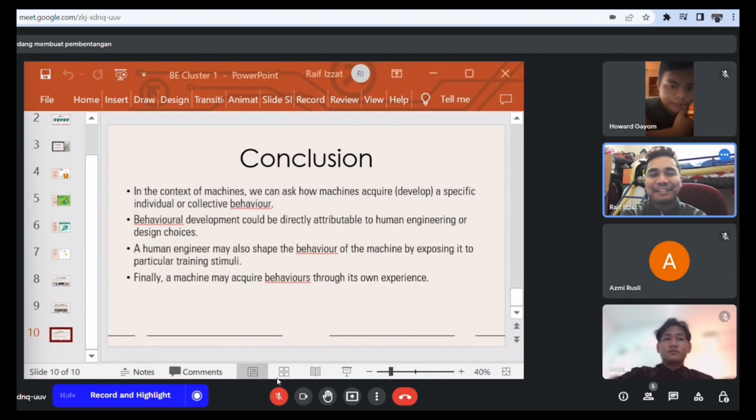In a more complex AI system, such as a driverless car, the behavior of the car develops over time from software development and changing hardware components that engineers incorporate into its overall architecture. Behaviors can also change as a result of algorithmic upgrades pushed to the machine by its designer after deployment. A human engineer may also shape the behavior of the machine by exposing it to particular training stimuli. And finally, a machine may acquire behavior through its own experience.